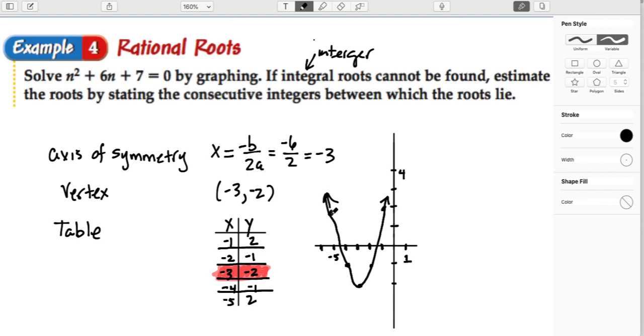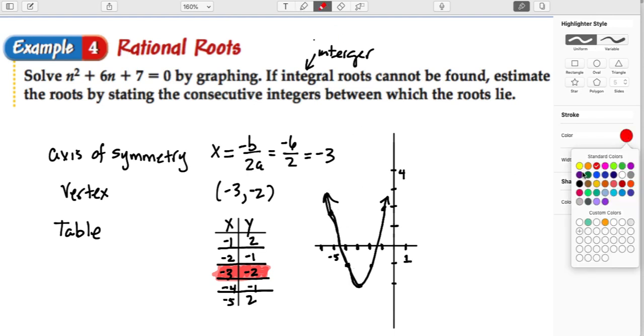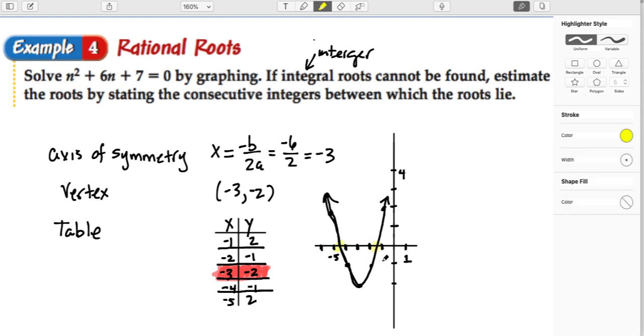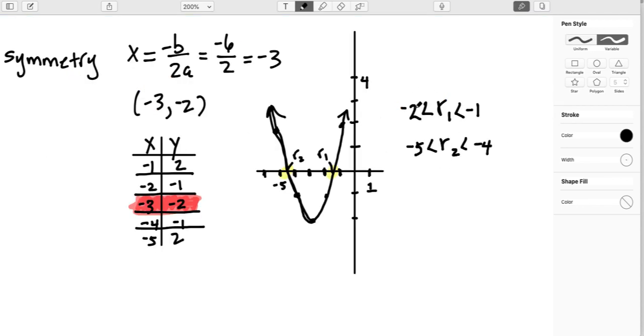What we see is that our parabola will cross somewhere between these integer values. So between -1 and -2, and also between -4 and -5. That's where we'll have the values that we are looking for, the roots as it were. We could write our final answer as root 1 being between -2 and -1, and root 2 being between -5 and -4.